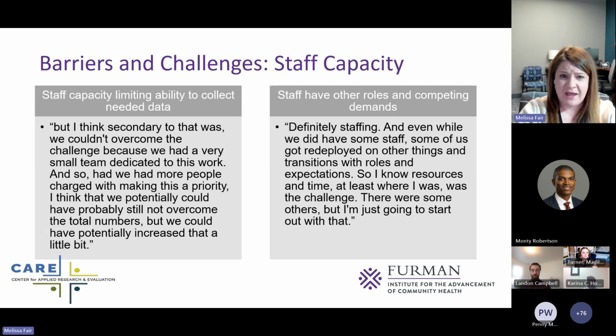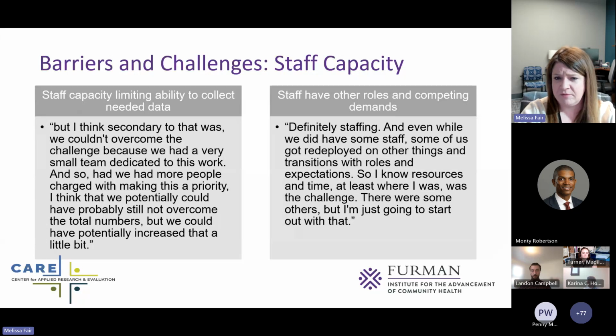Okay. So other challenges were staff capacity. So healthcare systems, as noted, because of limited resources, were often dependent upon existing staff to collect their data. And because this wasn't people's primary roles, they only had limited time to give to it. So you can see here that it was a challenge that was difficult to overcome because they had a small team, and so they had to be more people charged to make it a priority.